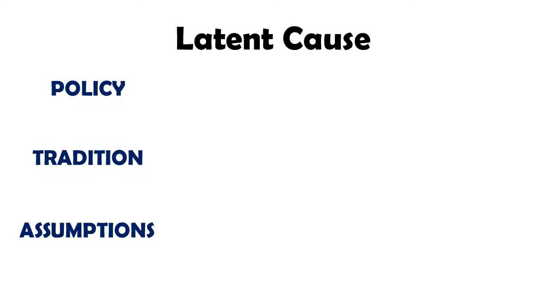These are the most difficult to pinpoint. They refer to the deficiencies in the management systems that allow the human causes to carry on unchecked. It could be a policy which is formal or informal. It could be the traditional way in which we operate. Or it could be the assumptions that we make. Latent causes usually stem from management, but not always.